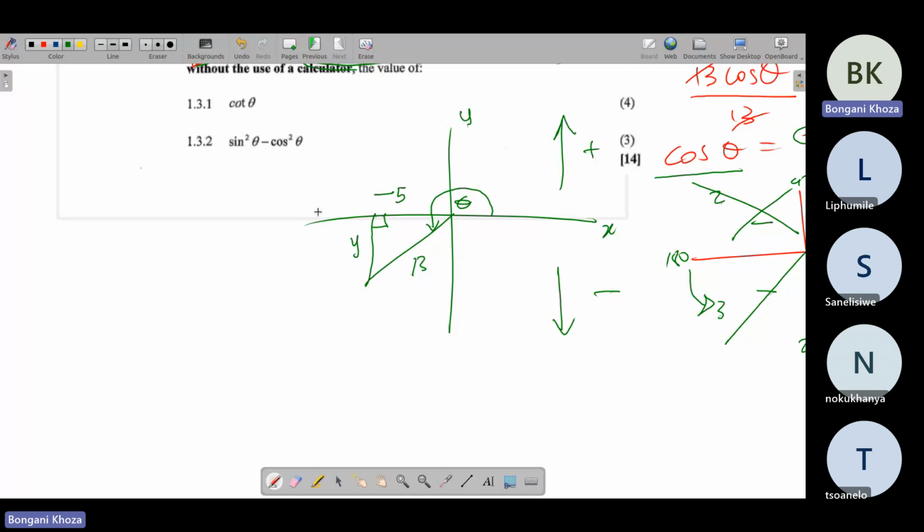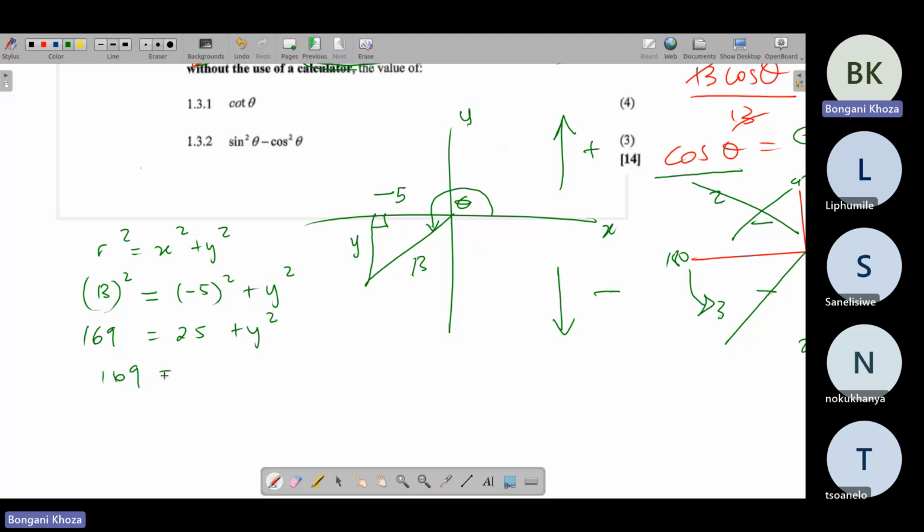We're trying to solve for y. Which theorem are we going to use? Theorem of Pythagoras. So it will be r squared equals x squared plus y squared, like that. And then our r is 13, so 13 squared equals minus 5 all squared plus y squared. So this is 169 equals 25 plus y squared.